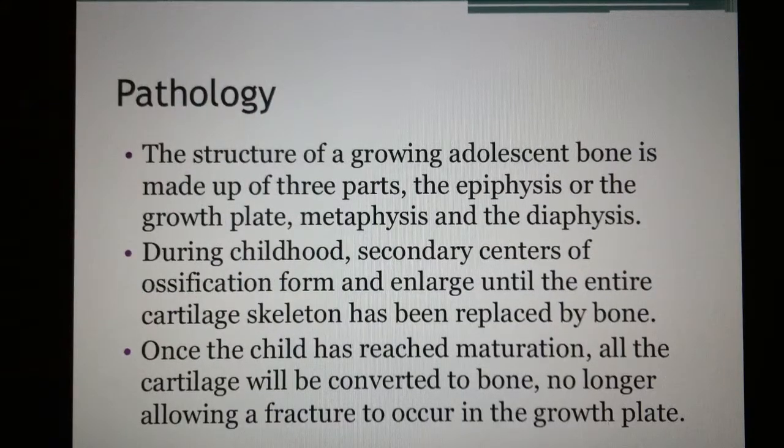The structure of the growing adolescent bone is made up of three parts: the epiphysis, or the growth plate, the metaphysis, and the diaphysis. During childhood, secondary centers of ossification form and enlarge until the entire cartilage skeleton has been replaced by bone. Once the child has reached maturation, all the cartilage will be converted to bone and no longer allow a fracture to occur in the growth plate.